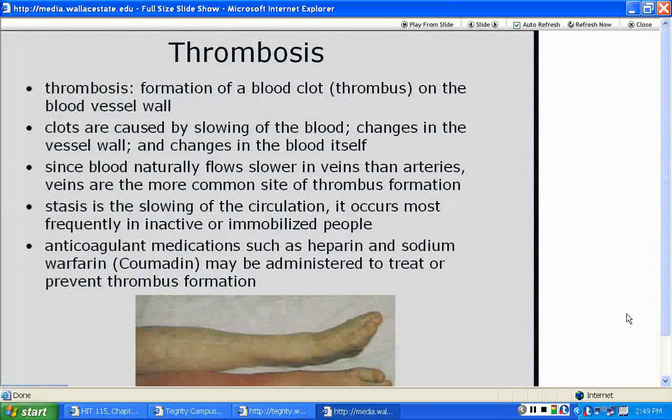Very important is someone that has formed a blood clot where it's not needed receives anticoagulant therapy, maybe in the form of heparin or maybe in the form of sodium warfarin or Coumadin, and they may stay on that anticoagulant for a long period of time to prevent additional thrombi from forming.